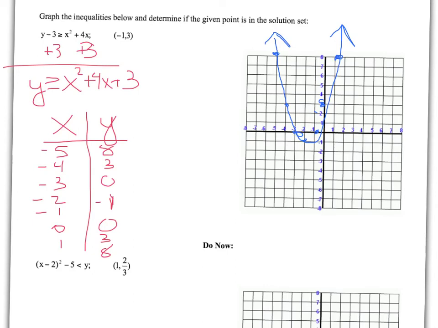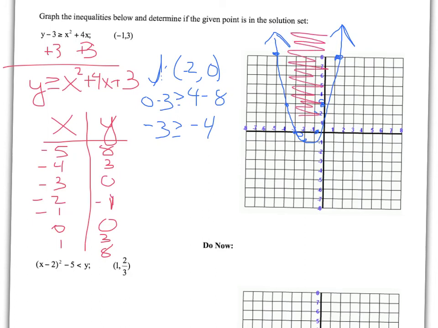So I'm going to check -2, 0. The way you check it is you plug it into the original equation. The y value is 0. 0 minus 3 has to be greater than or equal to -2 squared, which is 4, and then 4 times -2 is -8. So -3 has to be greater than or equal to -4. That's true. Since it's true that -3 is greater than -4, I know I have to shade inside. If it wasn't true, I would have to shade outside.